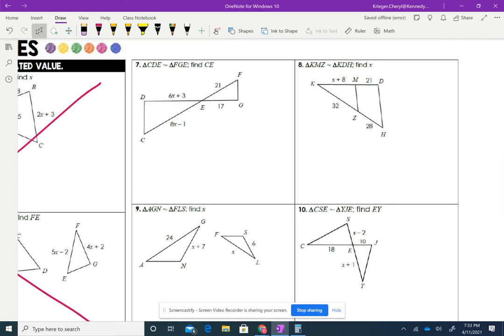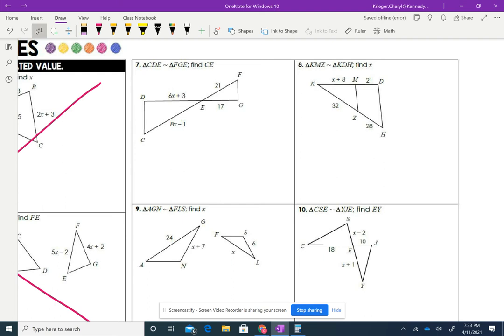All right, so which side do I want to do? I'll do number 8, I guess. Okay, so triangle KMZ, that's a smaller one, is similar to KDH, the larger. Find X.